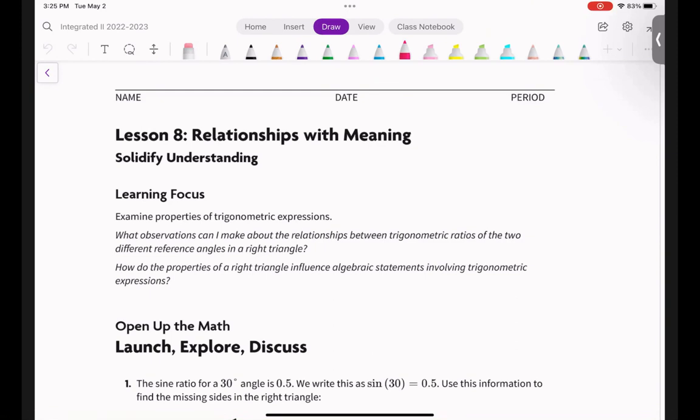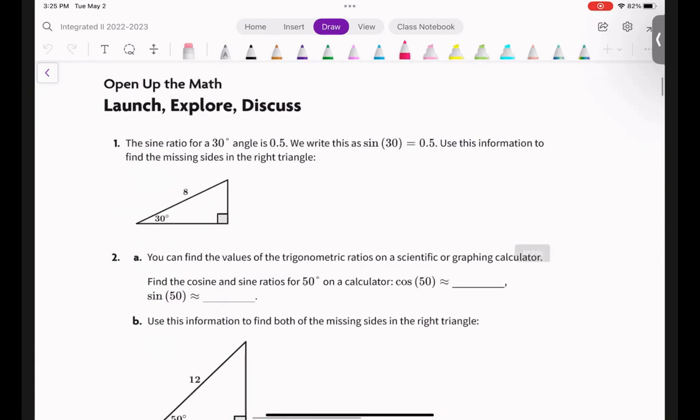All right, so today you'll be able to examine properties of trig expressions. What observations can I make about relationships between trig ratios, meaning sine, cosine, tangent, of the two different reference angles in a right triangle, meaning not the right angle, but the other two angles? And how do the properties of a right triangle influence algebraic statements involving trig expressions? If those questions don't even make sense to you, don't worry. Just make sure that you're comfortable with what we talk about today.